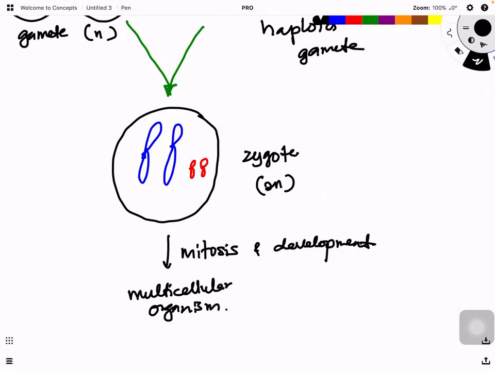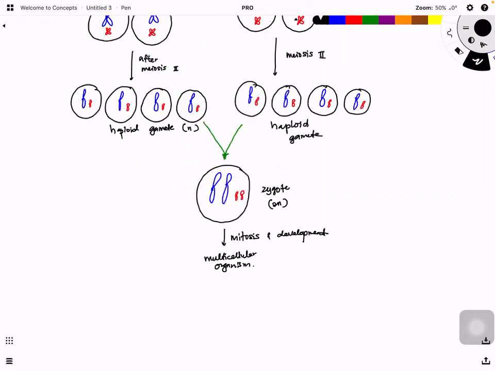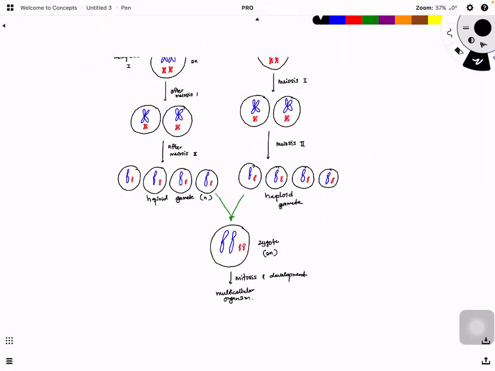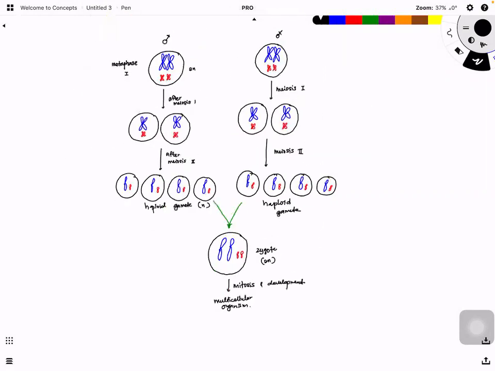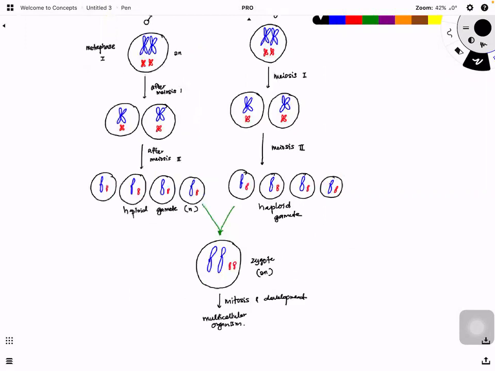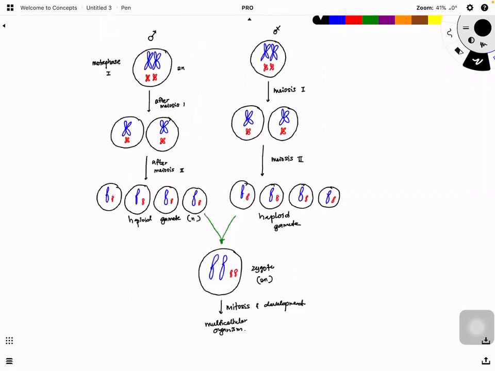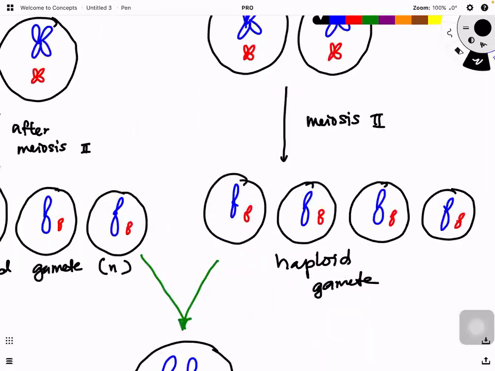If you want to take a photo, you can. So now look at this: male and female under normal conditions. Later I am going to show you how polyploidy actually develops. So next, what do we mean by polyploidy?